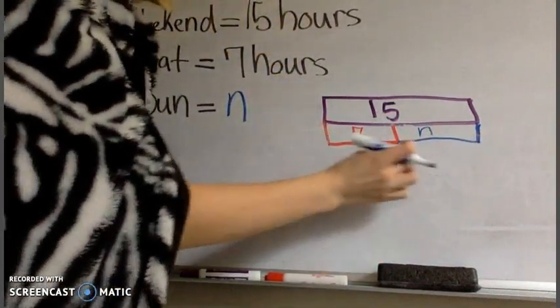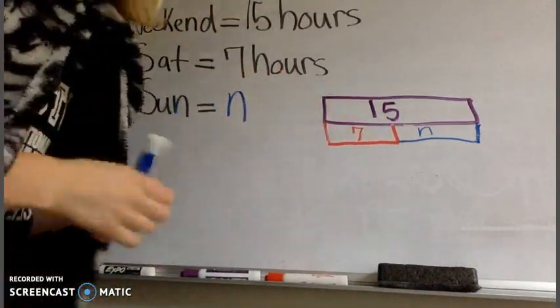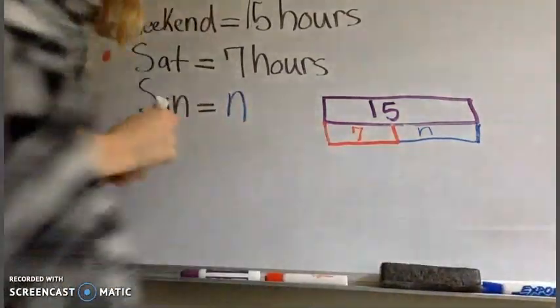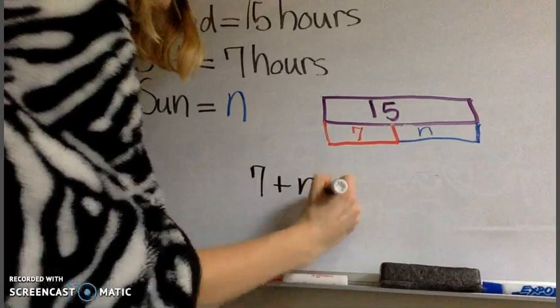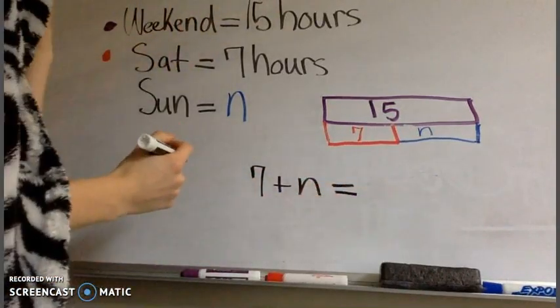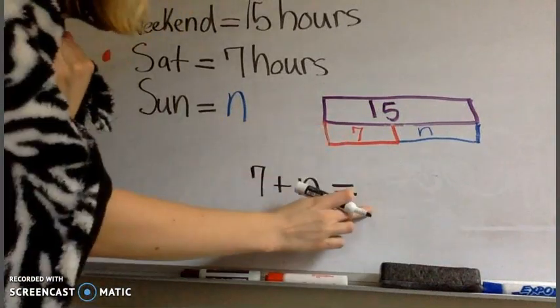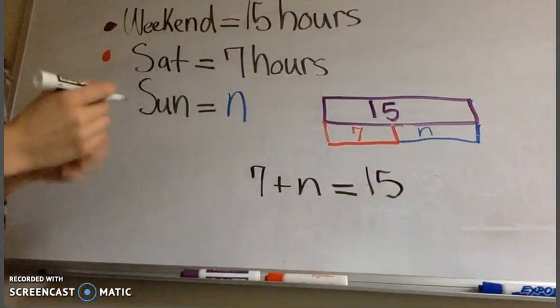So 7 plus some number equals 15. How can I put that into an equation? Simply write it. 7 plus N, the number that we don't know, which is the amount of Fortnite hours that Miss Raycamp played on Sunday, equals the total of 15 hours that she played Fortnite over the weekend.